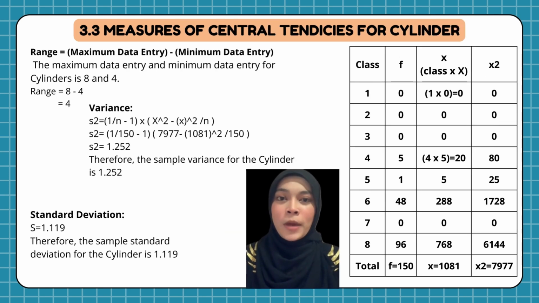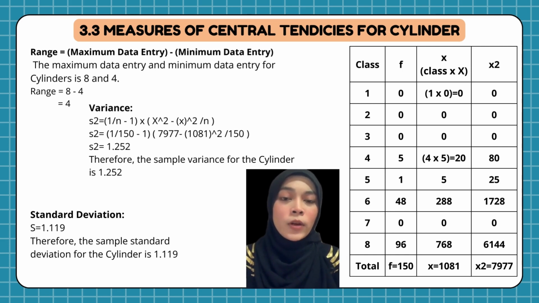Lastly, 3.3 Measures of variation. A set of random variables' degree of variation can be measured using 3 parameters, which are range, variance and standard deviation. To get the range, maximum data entry minus minimum data entry. The maximum and minimum data entry for cylinder is 8 and 4. So, 8 minus 4 equals 4. So, the range for cylinder is 4.